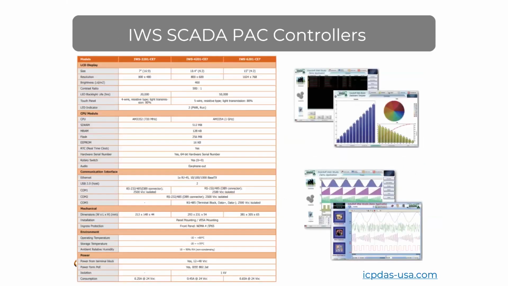Our IWS Series packs have real-time clocks for scheduling operations, and their screen resolutions are available up to 1024 by 768. They're designed for panel mount installation. The front is NEMA 4 or IP65 rated, so they can withstand being sprayed with water. They also survive in humidity and extreme dust. They're fanless, and they operate over a wide operating temperature, negative 10 degrees Celsius to 60 degrees Celsius.